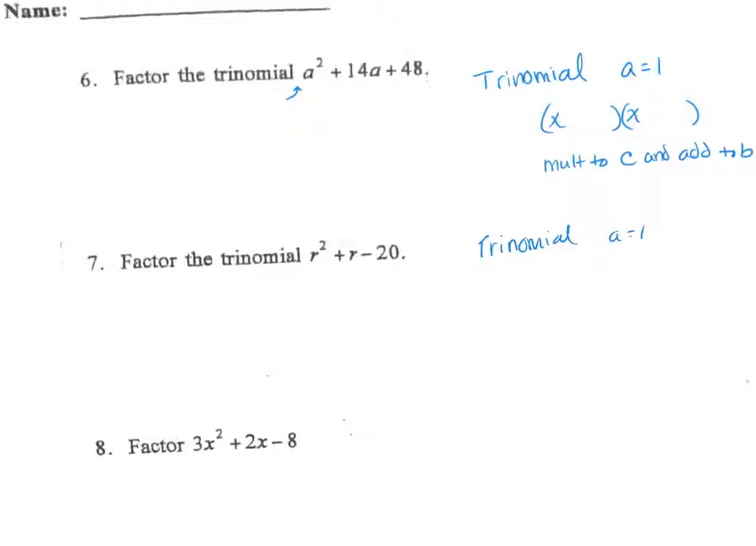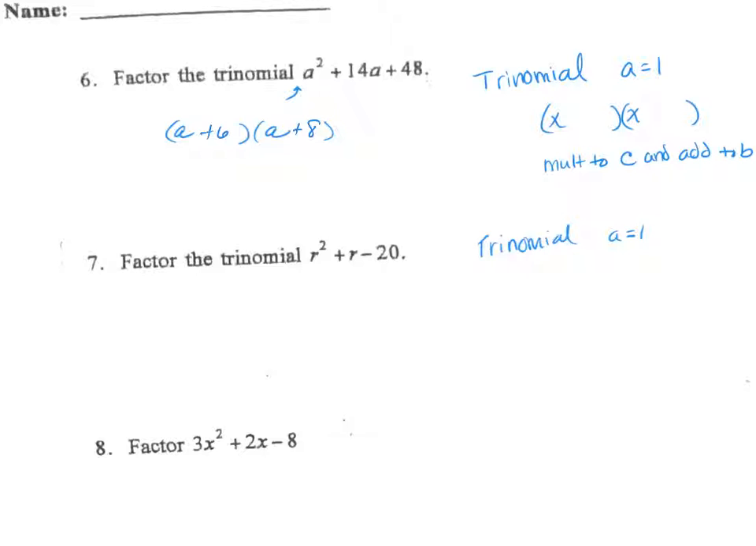So I'm going to use that same basic factoring. I need two things that multiply to 48 and add to 14, and I'm going to put my variable first. So for 48, I'd have 1 and 48, 2 and 24, 3 and 16, and keep doing that, and you would end up with 6 and 8. So it's plus 6 and plus 8.